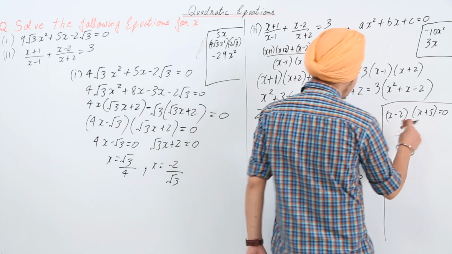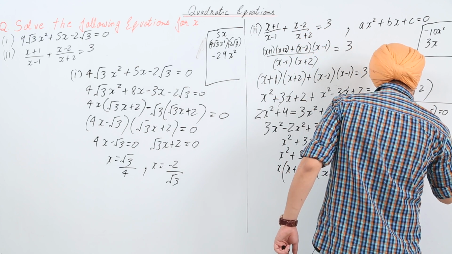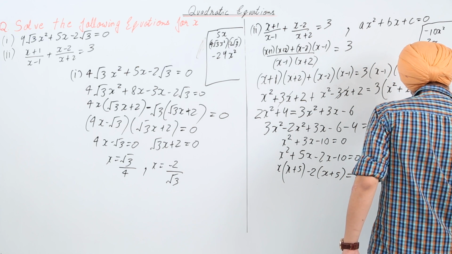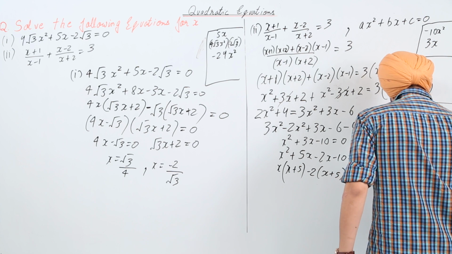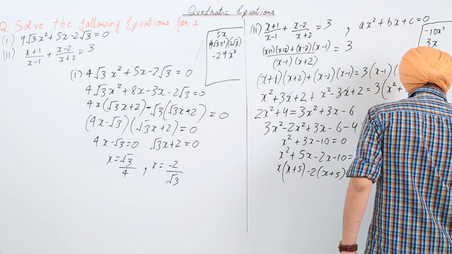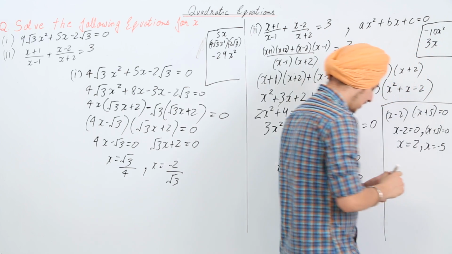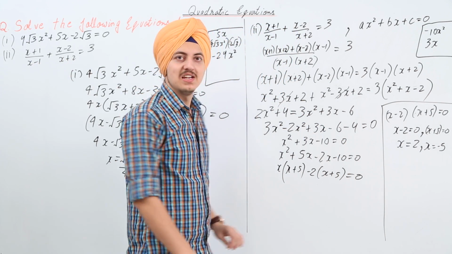So we have either this term can be 0 or this term can be 0. So we have x - 2 = 0 and x + 5 = 0. So we have x = 2 and x = -5. So, these are the two values for which this equation is satisfied.